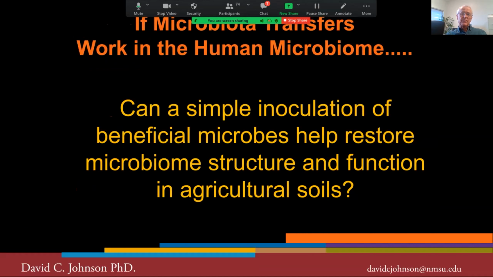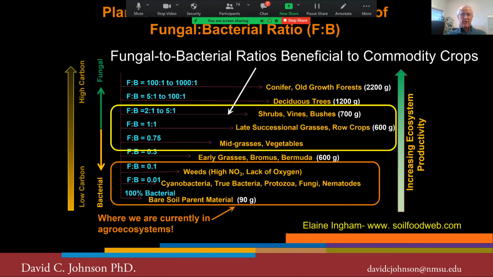So if microbiota transfers work in the human microbiome, can a simple inoculation of beneficial microbes help restore the microbiome structure and function in agricultural soils? First, we need to look and see how agricultural soils are designed by nature. You see, in a bacterial dominant system, a bare soil parent material, there's very little productivity. There's only about 90 grams of biomass per square meter. As we move from a bacterial dominant system to a fungal dominant system, like your old growth forest, you move up to increased productivity, up to 2,200 grams of dry biomass per square meter.